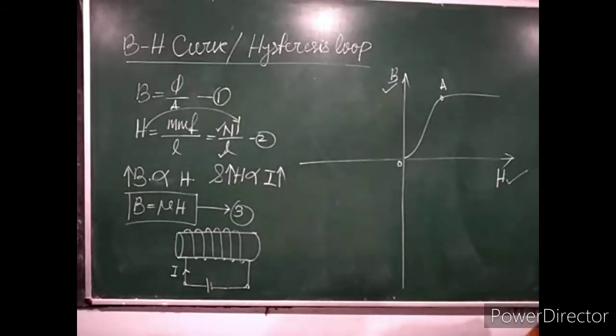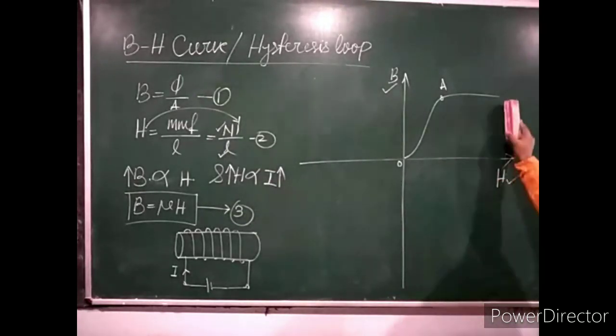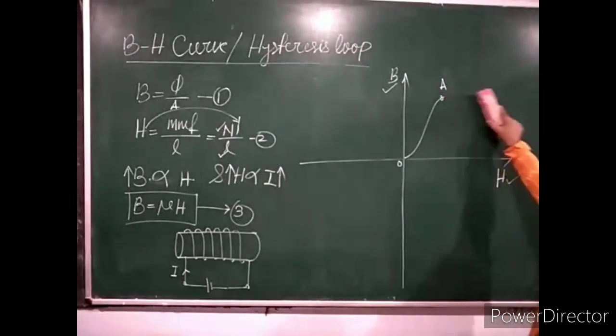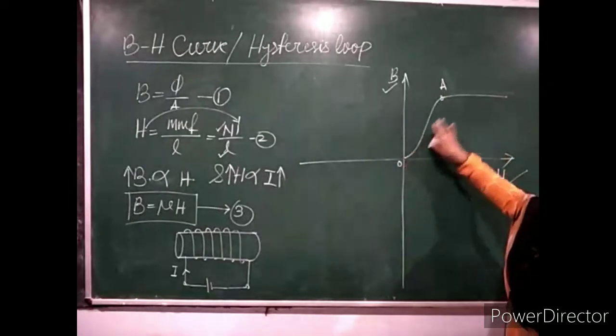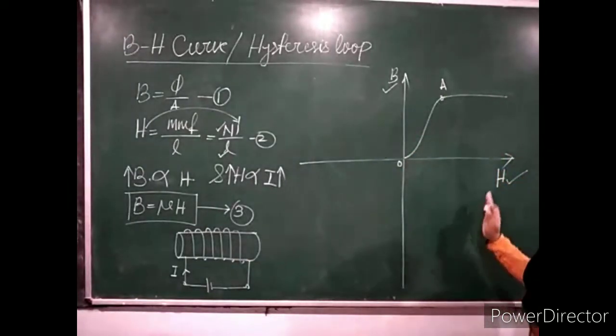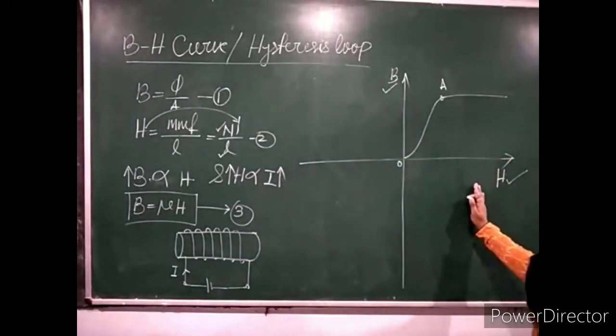Here we are not studying the saturation part of the curve. This one we do not study. Actually, the study up to this point is called the BH curve. Next we see what the hysteresis loop is.